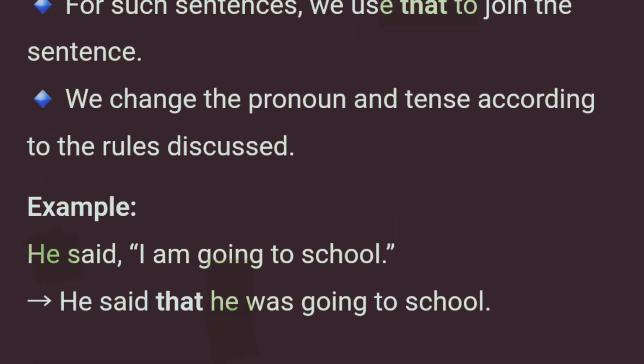Example, he said, I am going to school. Now in indirect speech, we will say, he said that he was going to school. Here, I will change according to subject, he.